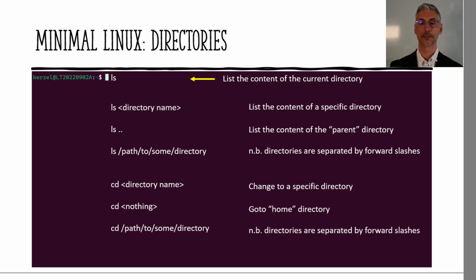So ls means list the contents of the current directory if you don't give anything, but you can also give it ls and then a directory name, then it lists the contents of a specific directory. The two dots always mean the parent directory, or one level up. So ls .. means list the contents of the directory one level up, or you can specify the full path, and we always use forward slashes on Linux. So you can specify this directly with ls and the path to some other directory somewhere else.